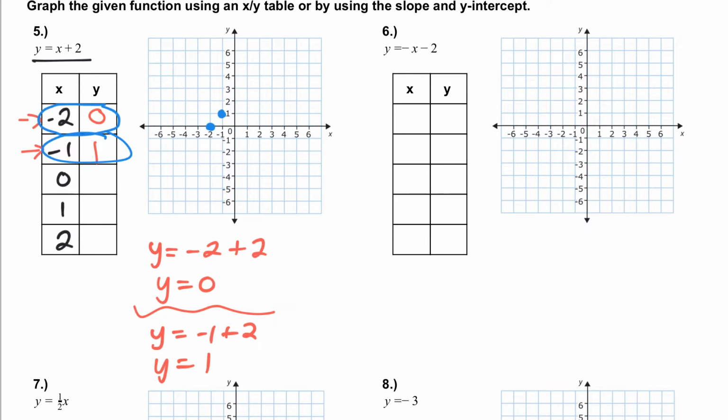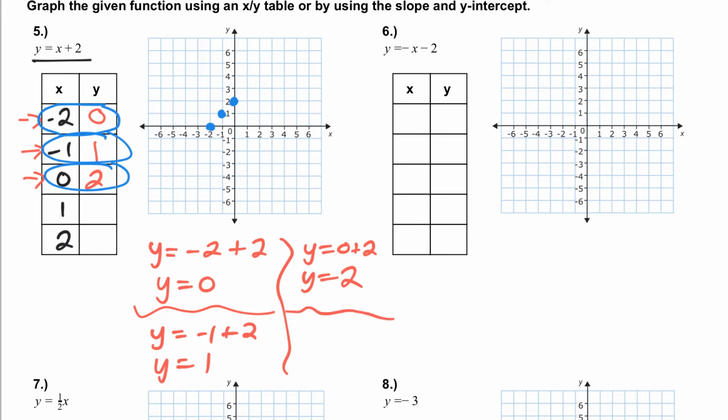Now let's plug in 0 into our function. If we plug in 0 for x, we get y is equal to 0 plus 2. 0 plus 2 is 2. So when x is 0, y is 2, which gives us the ordered pair 0, 2, which is right here on our y-axis, over 0, up 2. You can see the pattern starting to develop in our graph. This is a linear function, so we should be getting a straight line.